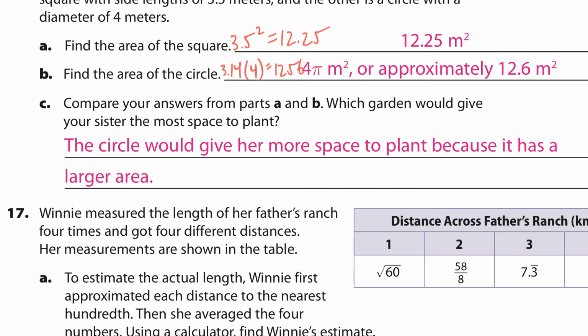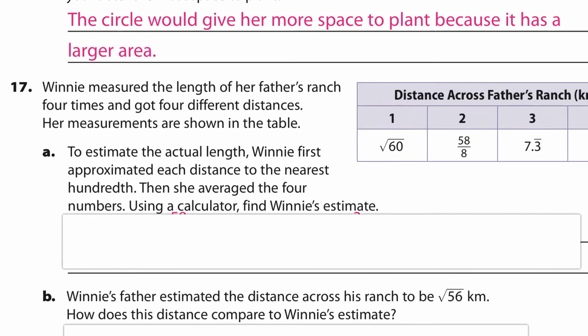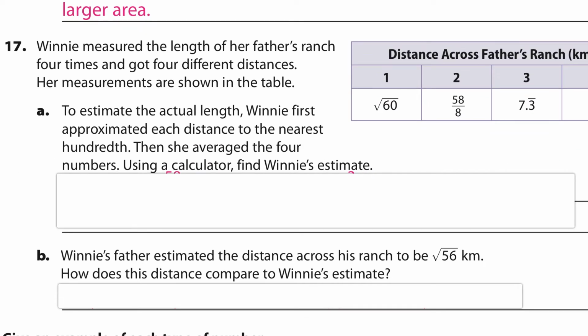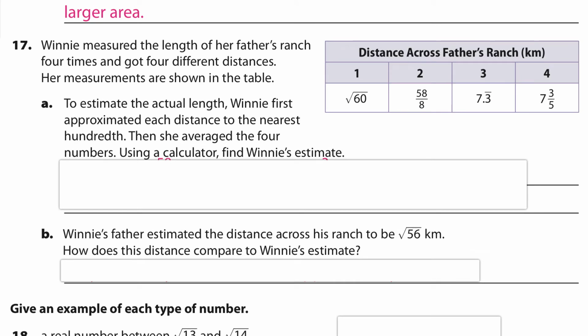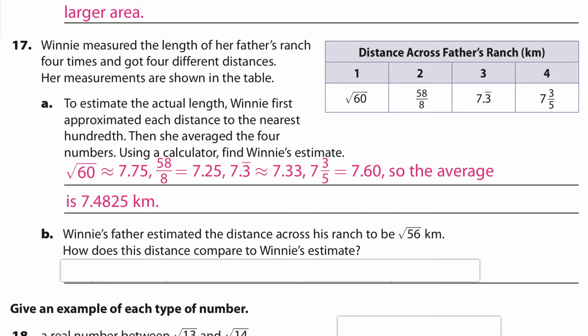That sounds pretty obvious. Okay, so Winnie measured the length of her father's ranch 4 times and got 4 different distances. Her measures are shown on the table. Okay, so we need to make this a little bit smaller to fit everything. To estimate the actual length, she first approximated each distance to the nearest hundredth, then averaged the 4 numbers using a calculator to find her estimate. Well, using a calculator, and I don't happen to have one on me, but this is what we got.